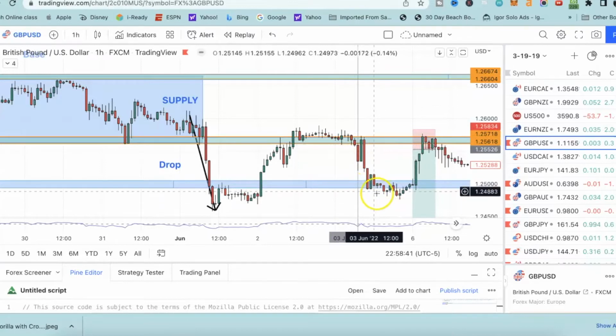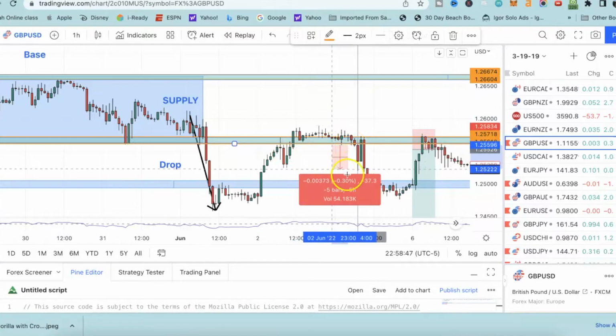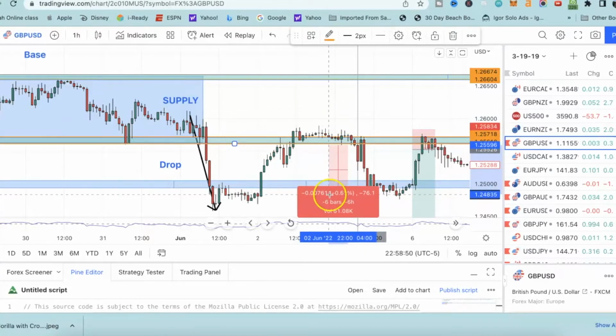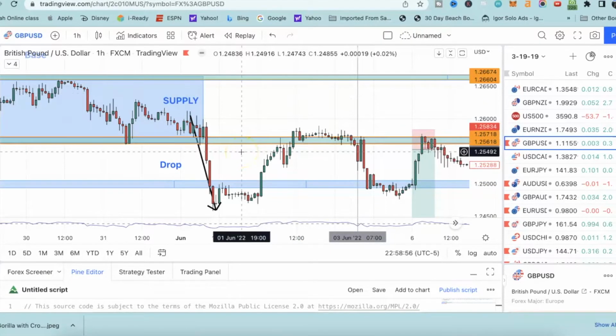Boom. Right here, this is around 60 something pips, I believe. I like to do a 1 to 2. I like to do a 30 pip stop loss, this is me personally, and I'm looking for a 60 pip TP, and I would have got definitely more than my 60 on that.